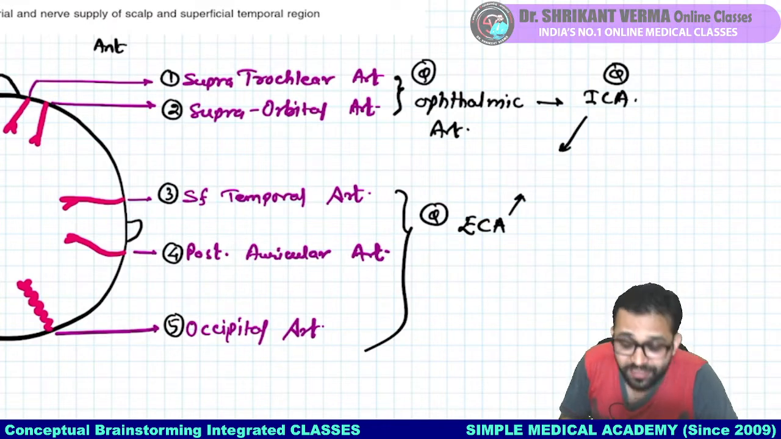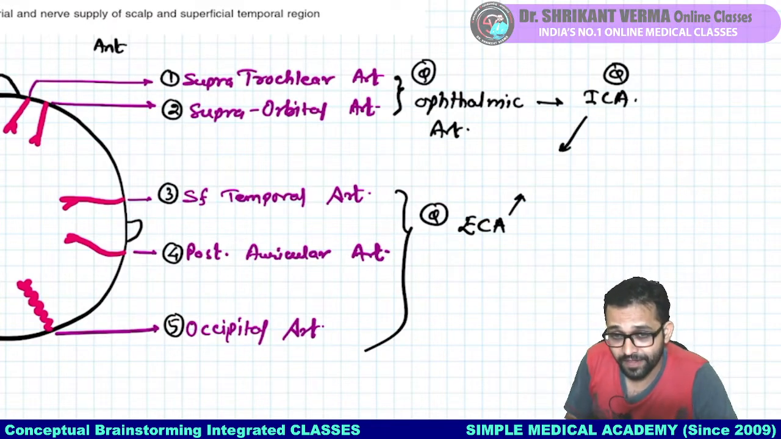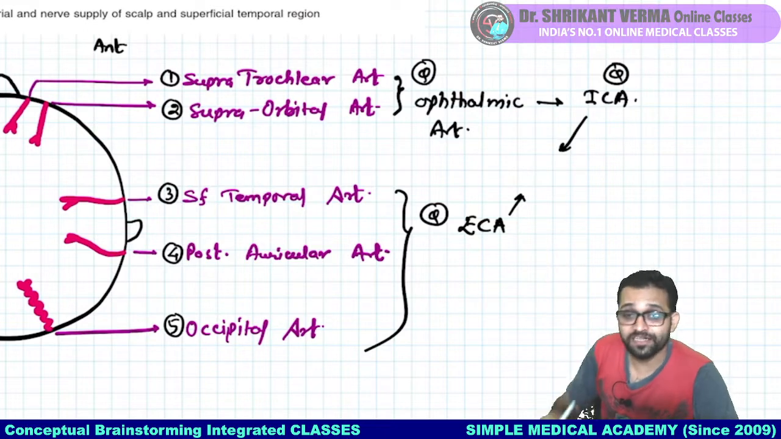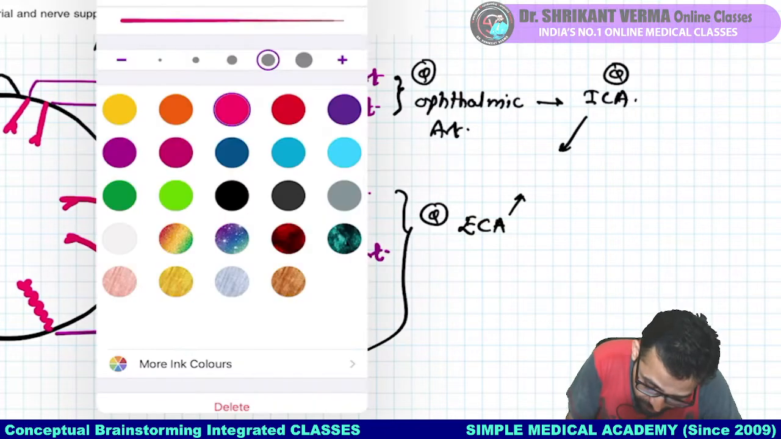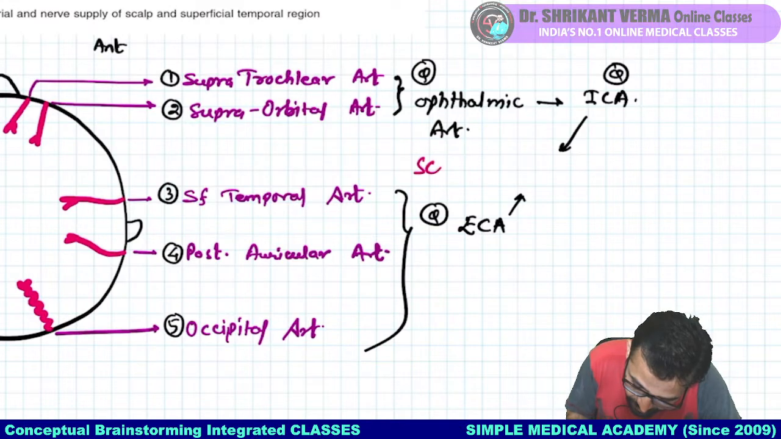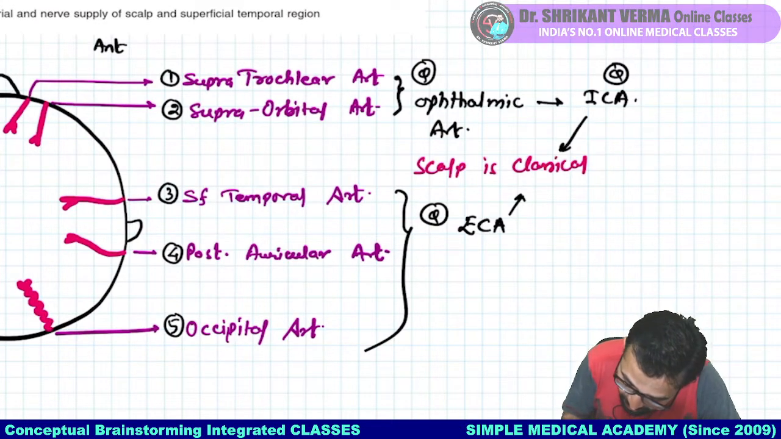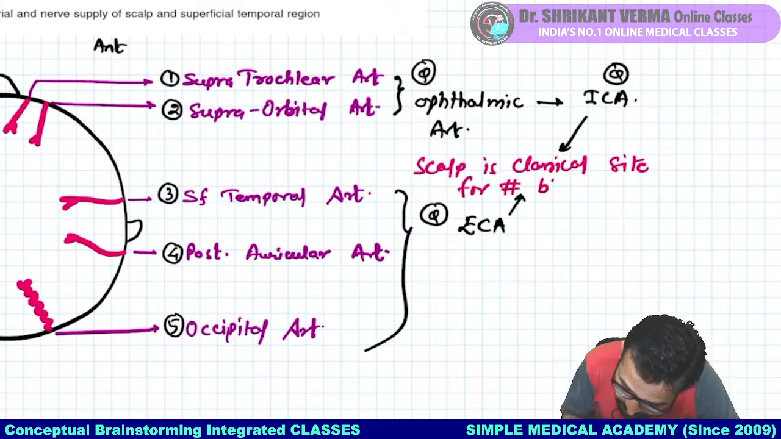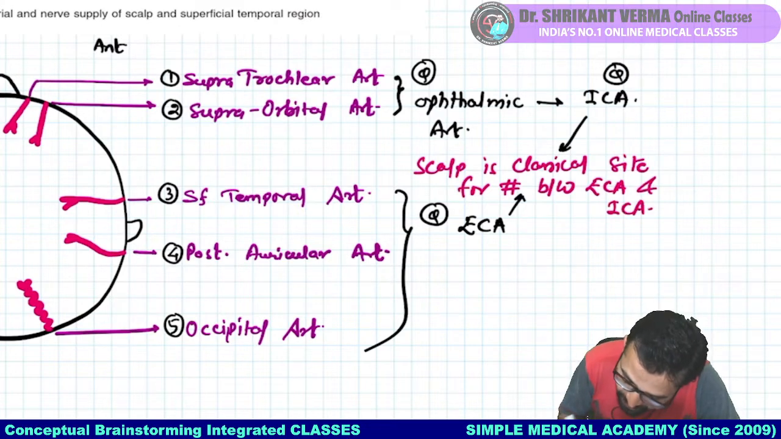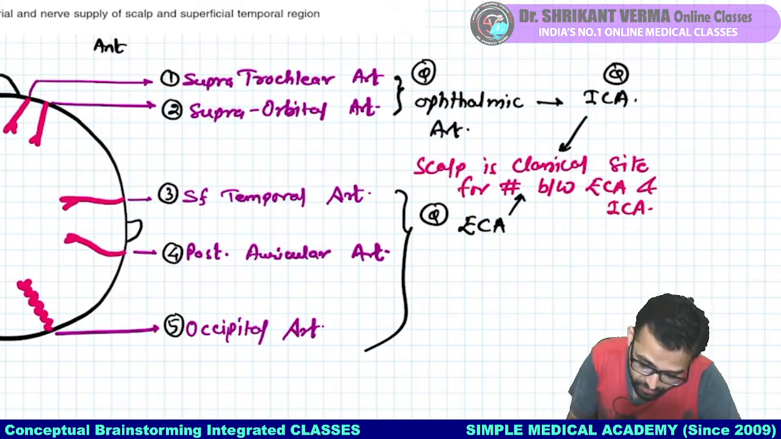What I want to tell you is, our scalp is supplied by a rich anastomotic area which is formed by the internal and external carotid artery. So the scalp is a classical site for anastomosis between the external carotid artery and internal carotid artery. So this is the point which you can remember.